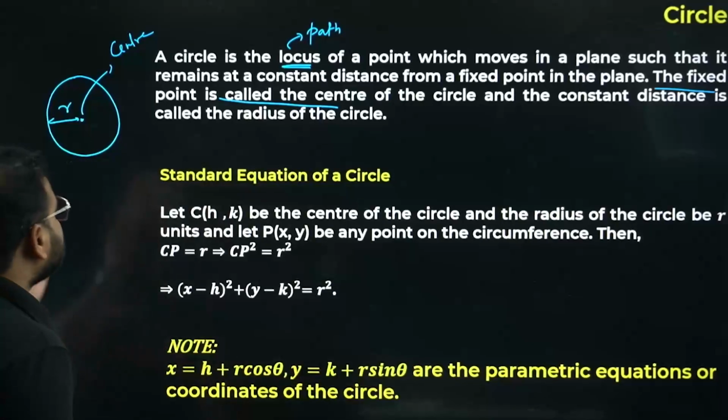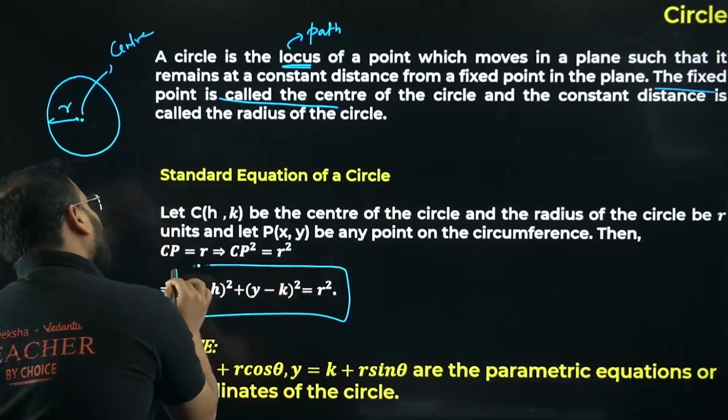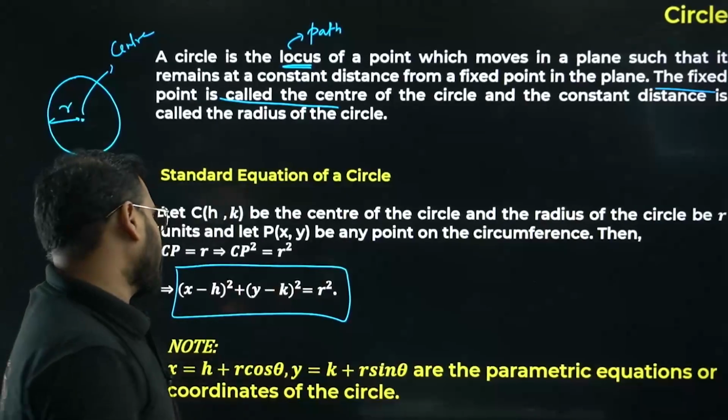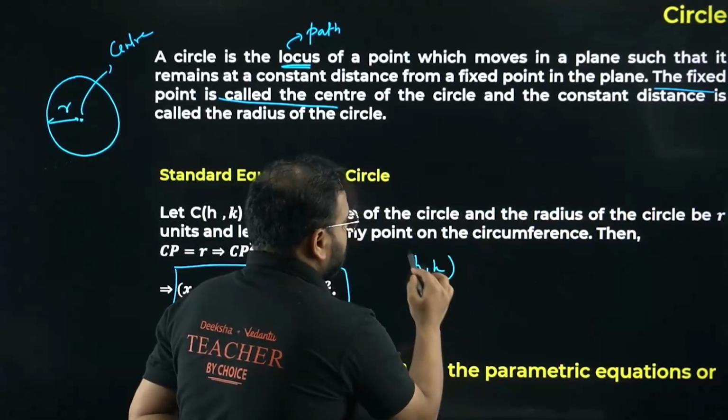Now we have the standard equation of a circle. What is that going to be? (x minus h) the whole squared plus (y minus k) the whole squared equals r squared. What are h and k? h and k represent the center.